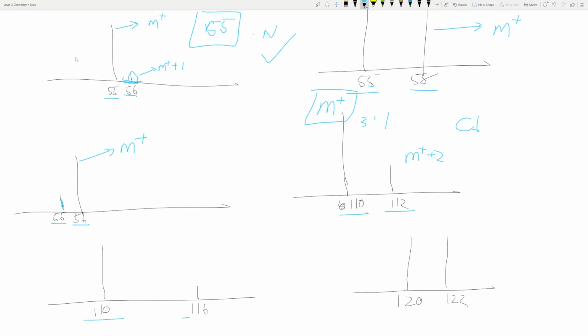If this is 110, this is 116, so this is our molecular ion peak, even though it's really small, but it's 6 units apart, so it cannot be a carbon isotope. If this is 120, this is 122, so that means this is an M plus peak because it has a 1-to-1 ratio, 2 units apart. That means you have a bromine.